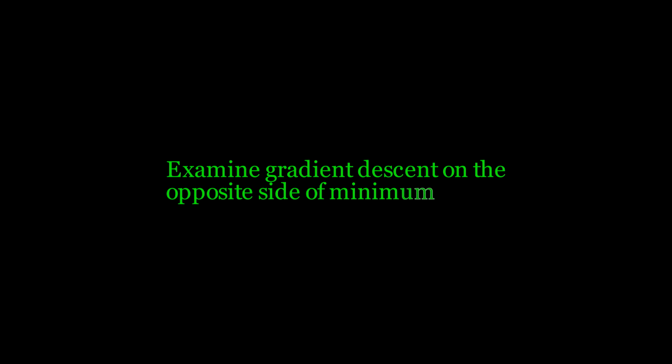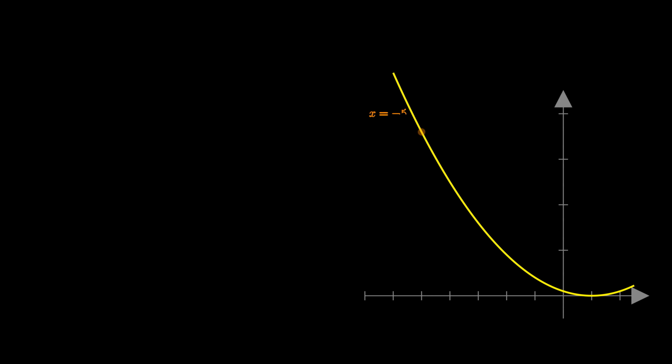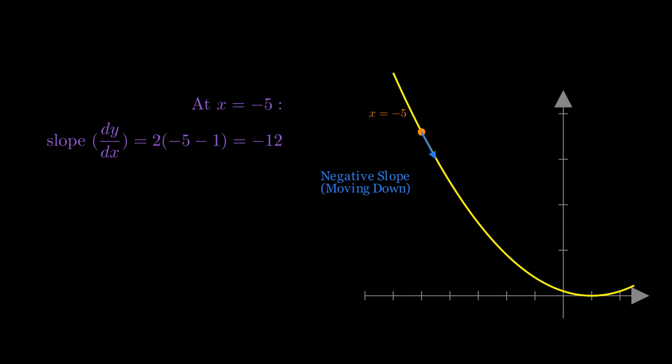Now let's examine how the gradient descent formula handles a point on the opposite side of the minimum. Suppose we are at a point on the graph where x equals -5. And the calculated slope at this position is -12. A negative slope indicates that the function is currently descending as x increases. In this part of the curve, the minimum point lies to the right of our current position. Therefore, to reach the bottom of the valley, we need to move in the positive direction, increasing our x value.